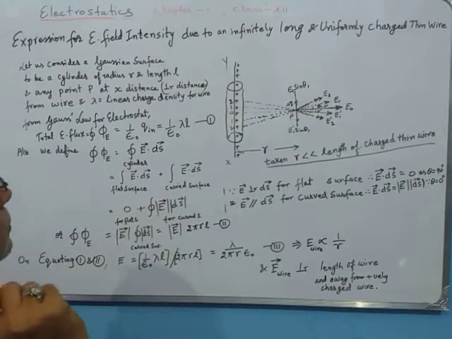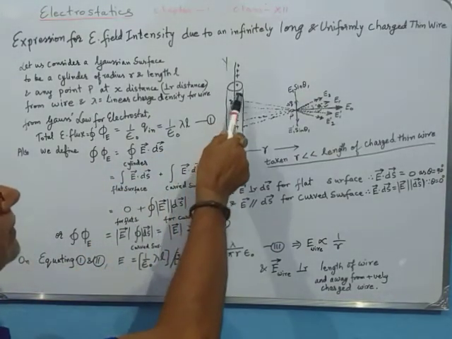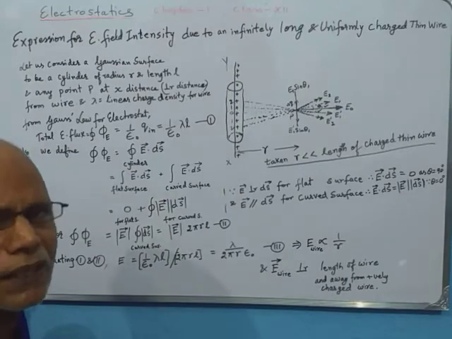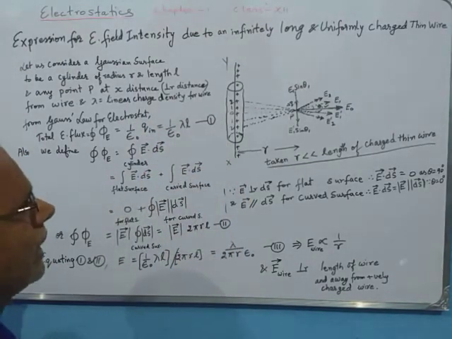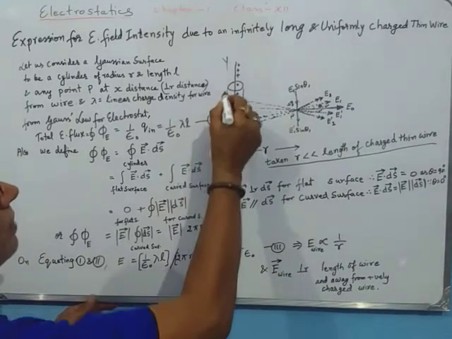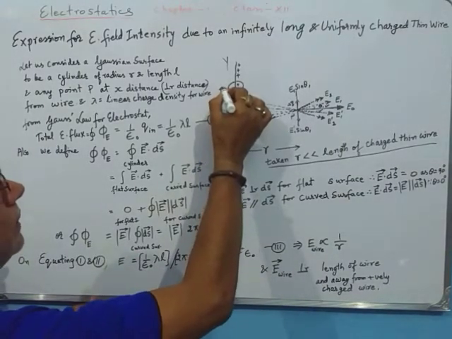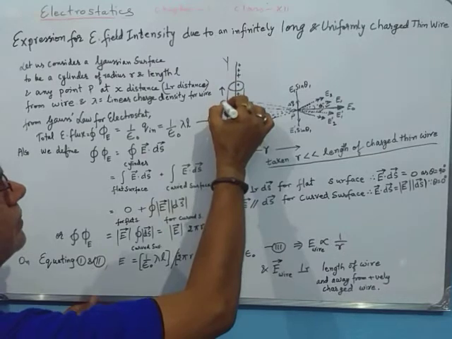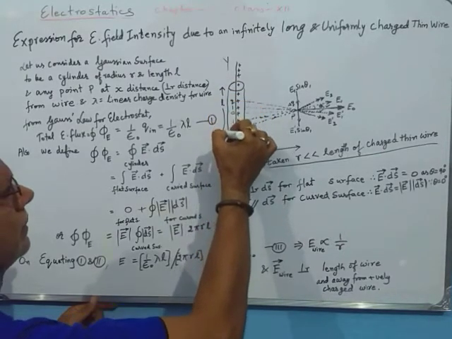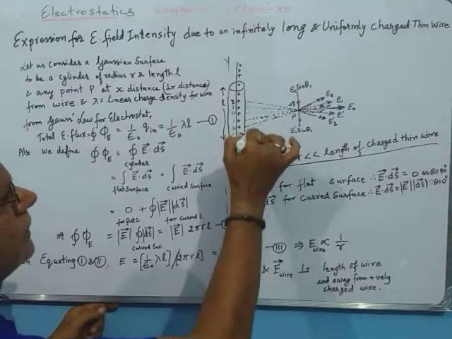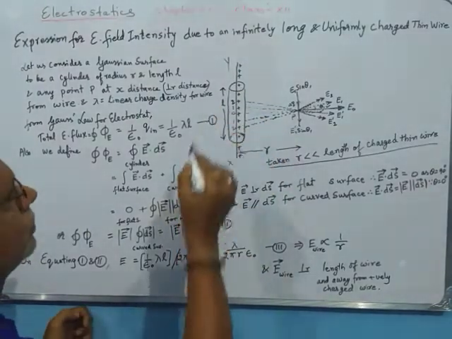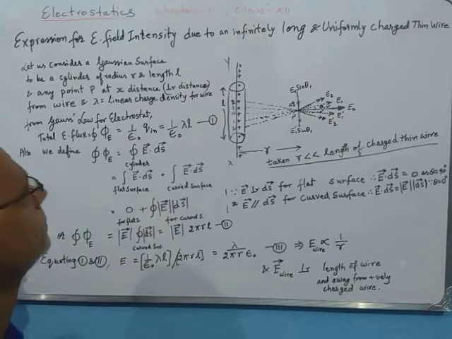So now we consider the cylindrical Gaussian surface whose length is L and radius is R. We haven't drawn it accordingly, but you have to bear it in your mind.